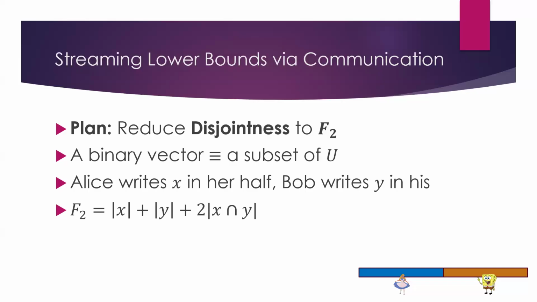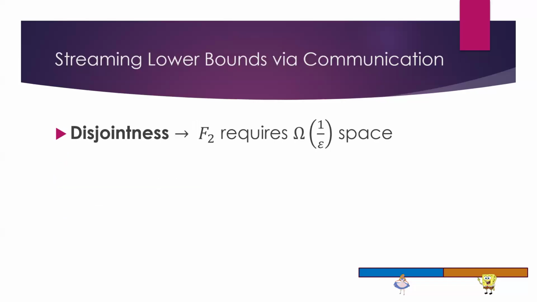So this means that if we have a 1 plus minus epsilon approximation for F2, we can also solve disjointness for vectors of size 1 over epsilon, which in turn means that we need at least 1 over epsilon space for the F2 streaming problem because of this exact reduction we've just seen.